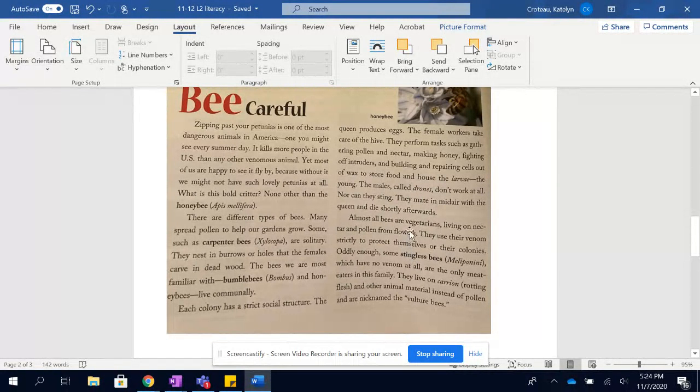Almost all bees are vegetarians, living on nectar and pollen from flowers. They use their venom strictly to protect themselves or their colonies. Oddly enough, some stingless bees, also known as Meliponini, which have no venom at all, are the only meat eaters in this family. They live on carrion, which is rotting flesh, and other animal material instead of pollen, and they're nicknamed vulture bees.